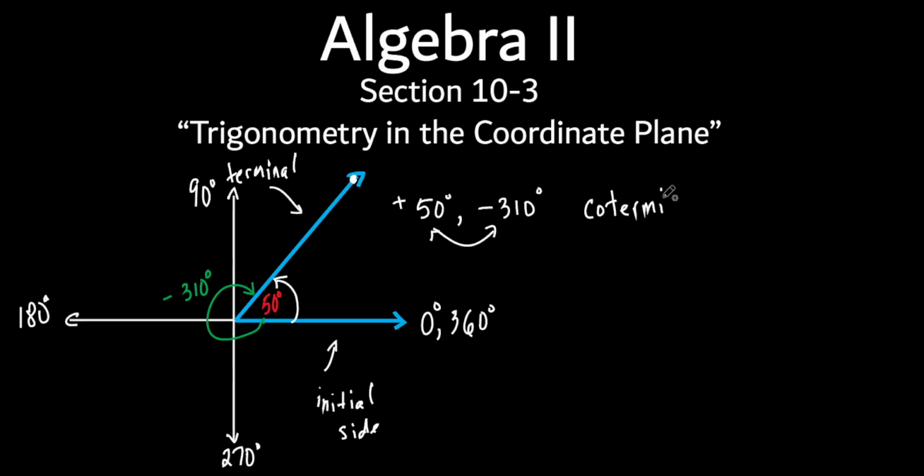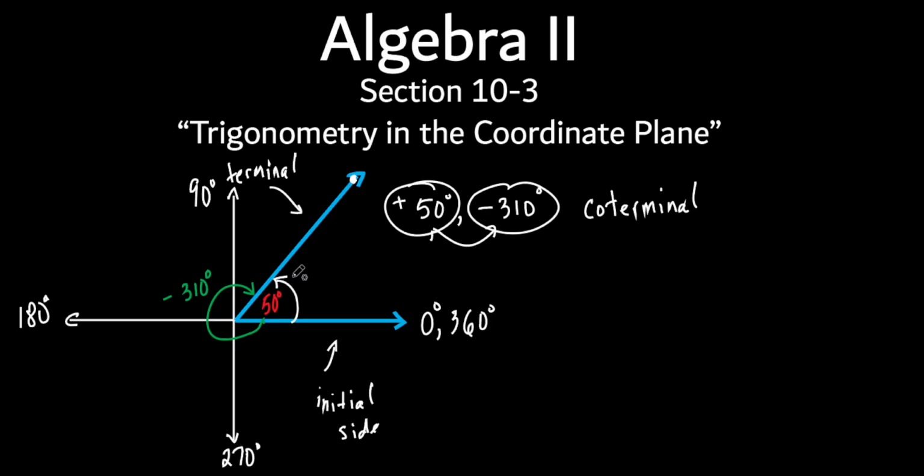Coterminal. Because they both are terminal, they both finish at the same spot, but we went different directions to get there. So if you go counterclockwise, that's the positive direction. If you go this way, that's the negative direction, okay, clockwise, and so you put a negative on there. So it's the same thing. 50 degrees and negative 310 degrees is the same angle. You just got there two different ways. You got it?